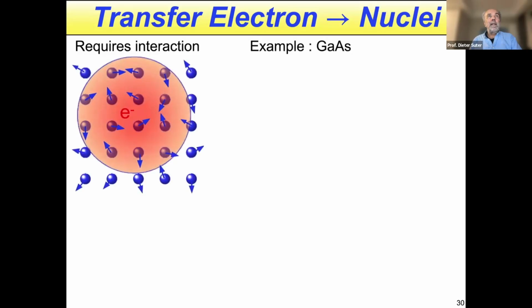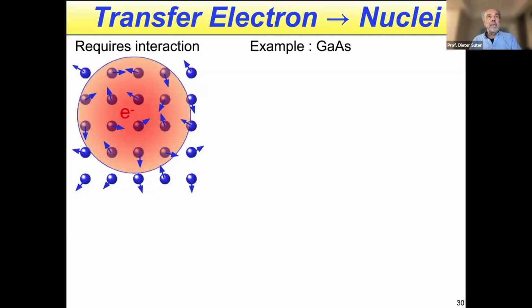In most cases, when you use optics for polarization, you will polarize the electron spin, but in some cases, you would like to have the polarization on nuclear spins. So to transfer the polarization from the electron to the nucleus requires some kind of interaction. And I start here with the example of gallium arsenide again. I showed that you can create polarized electron spins.